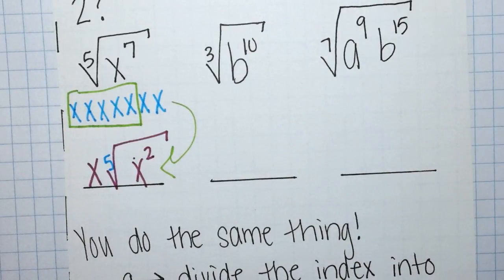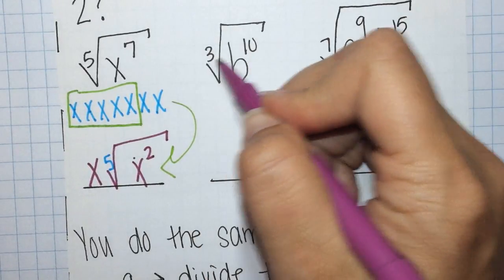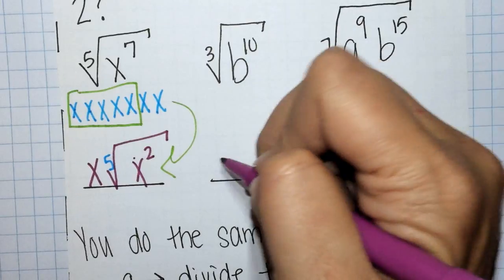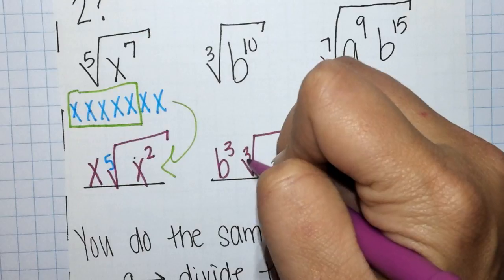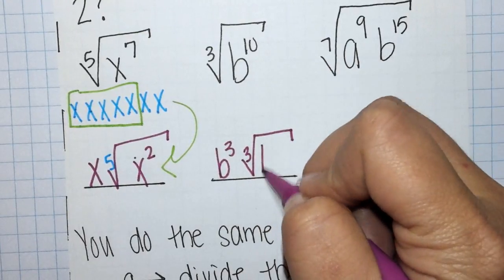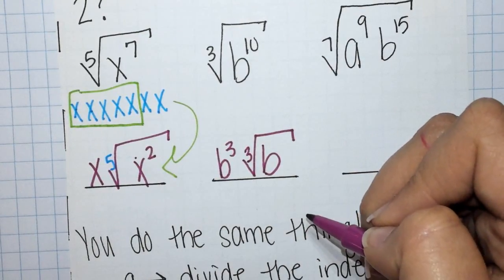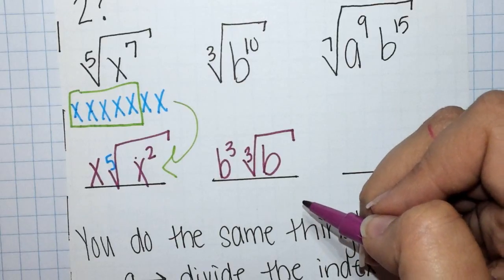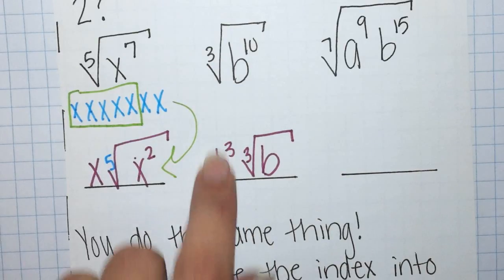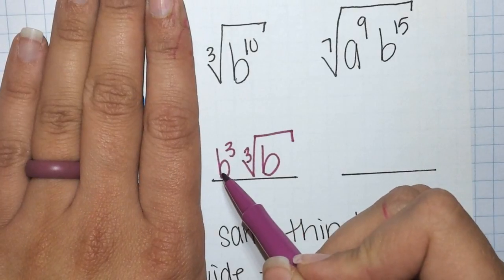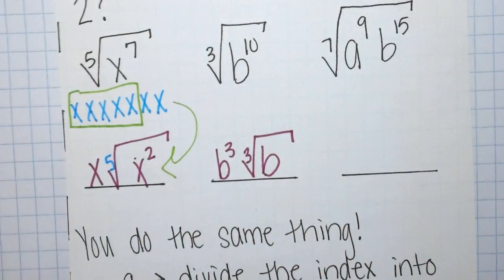I feel like everybody did the right thing, but 3 goes into 10 3 times, right? So you had b cubed. Then you should have a 3 here, and then a b left over. Did you get that? Why did you have to put another b? Oh, okay, the variable is b. It's not x. You don't have to write the 1. So that's how we got it wrong.